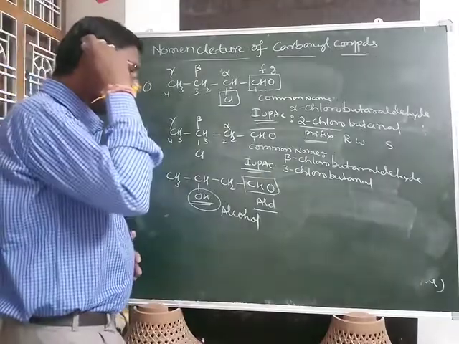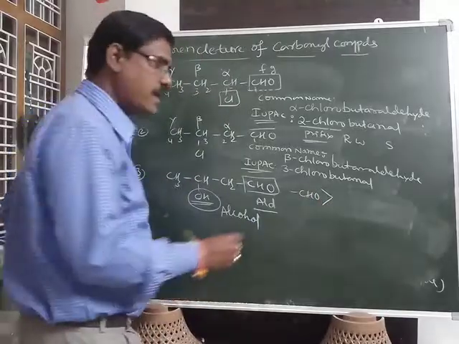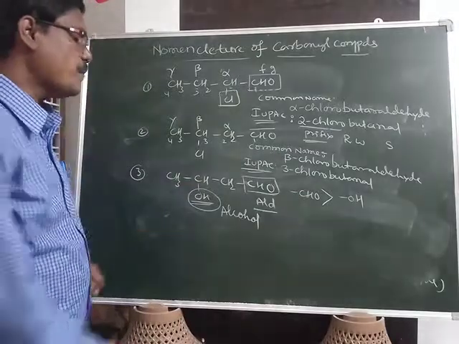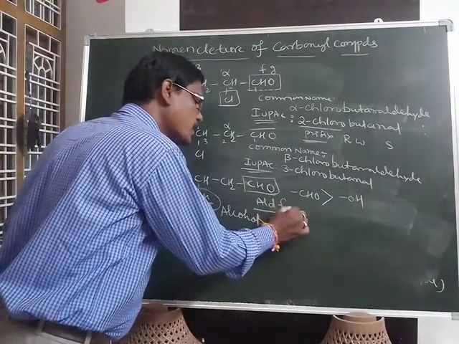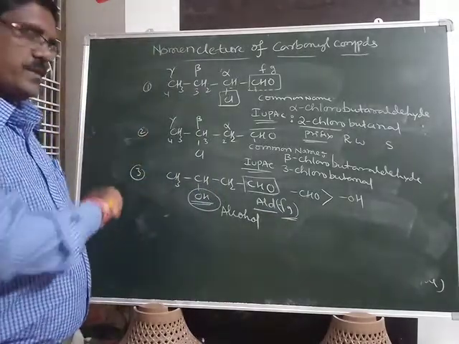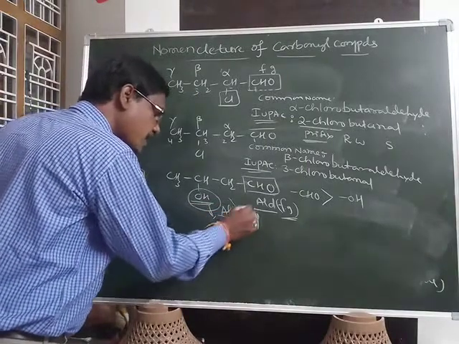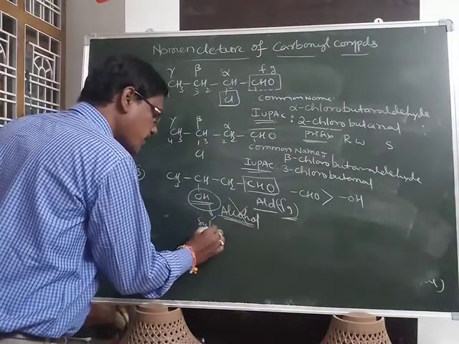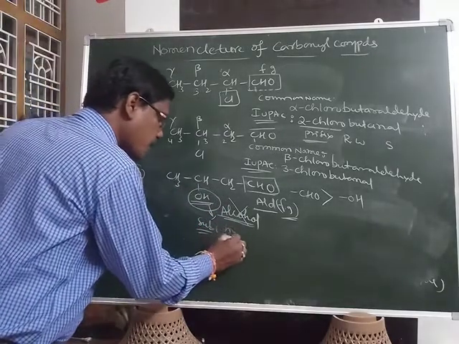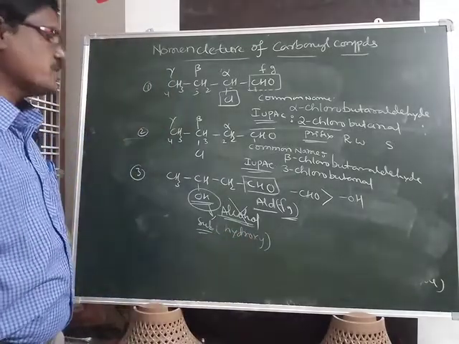According to the priority sequence, CHO has higher priority than the OH group. That's why in this example, the aldehydic group is taken as the functional group, and the remaining OH group is treated only as a substituent. Its substituent name is hydroxy.